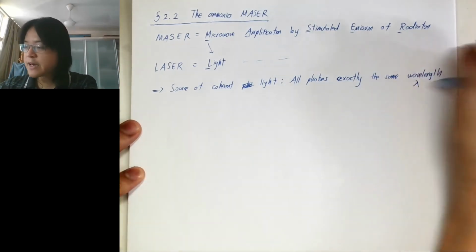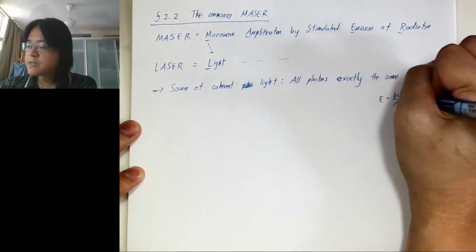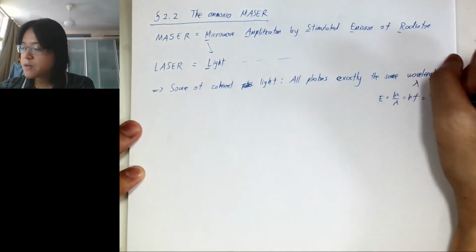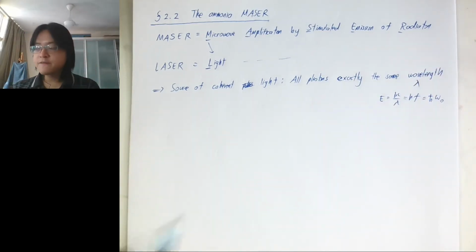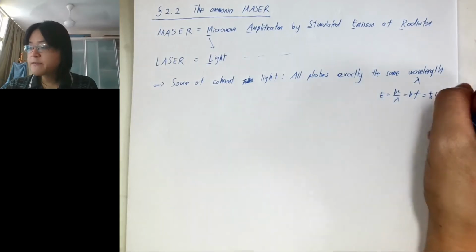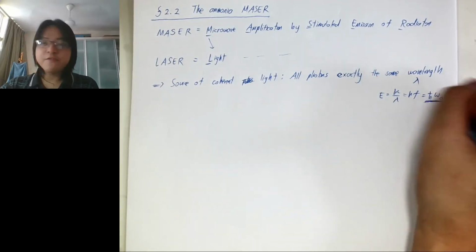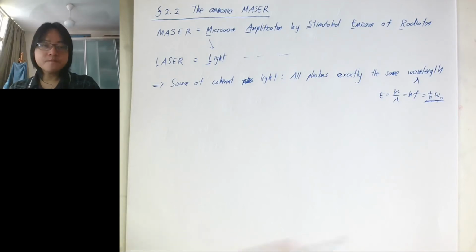Having exactly the same wavelength means hc over lambda is hf, so all photons have the same frequency. Here we will call this h bar omega. That is the idea of the photon. So we want to create a source of photons where all my photons have the same frequency all the time. That is the ammonia MASER.